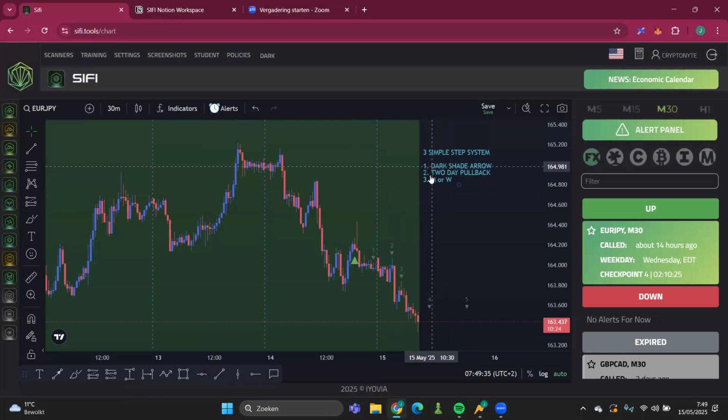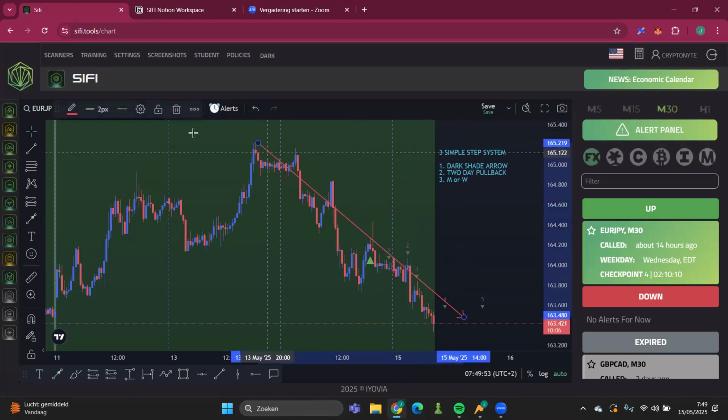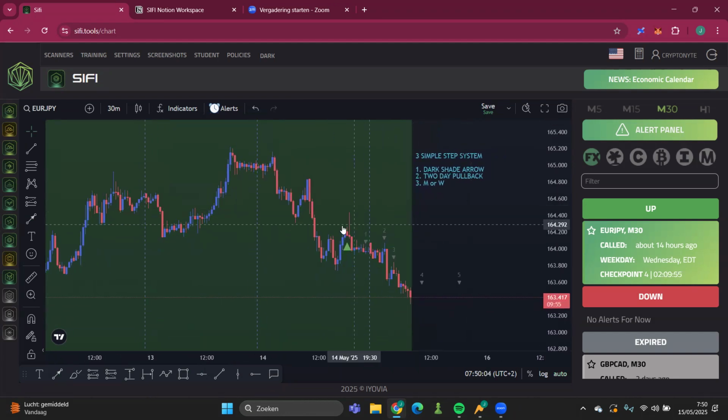The second step is a confirmation of, are we at the right level to buy? When the price is very high, you don't want to go and buy. So we want to see a 2-day pullback, meaning if we're looking for buys, it should be a move that has been going down for the last 2 days. And then the M or W is a reversal pattern that confirms this pullback now comes to an end, and we can see a reversal towards the upside.